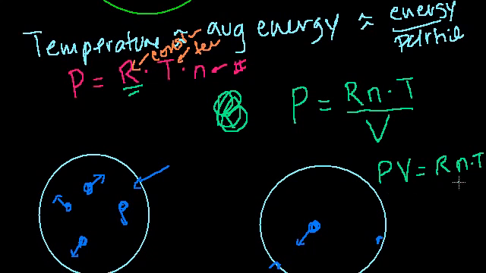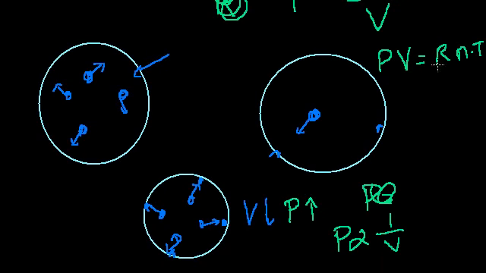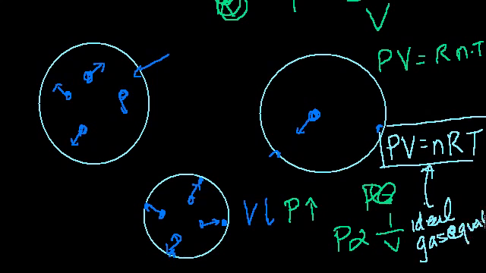And just to switch this around a little bit, so it's in a form that you're more likely to see in your chemistry book, if we just switch the N and the R term, you get pressure times volume is equal to N, the number of particles you have, times some constant times temperature. And this right here is the ideal gas equation. And hopefully it makes some sense to you. Ideal gas equation, and they say ideal gas.